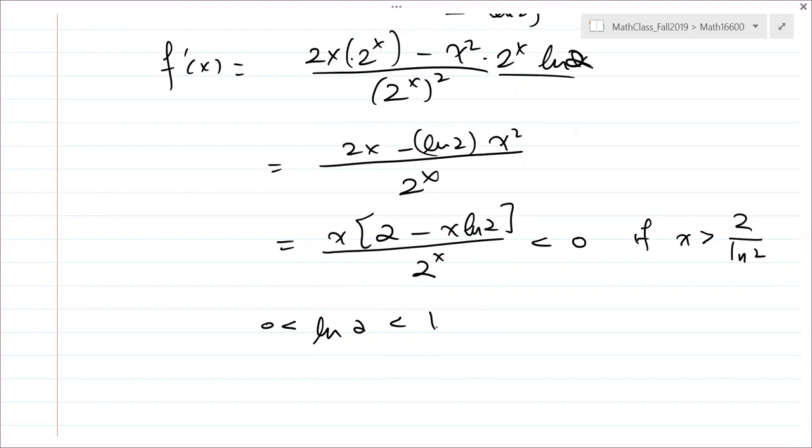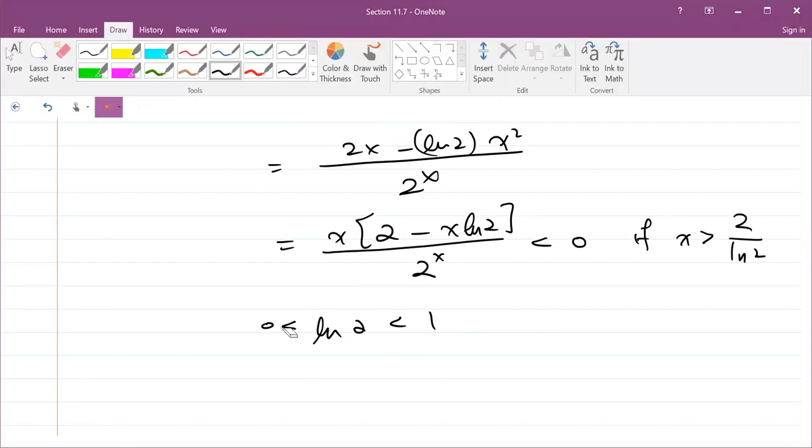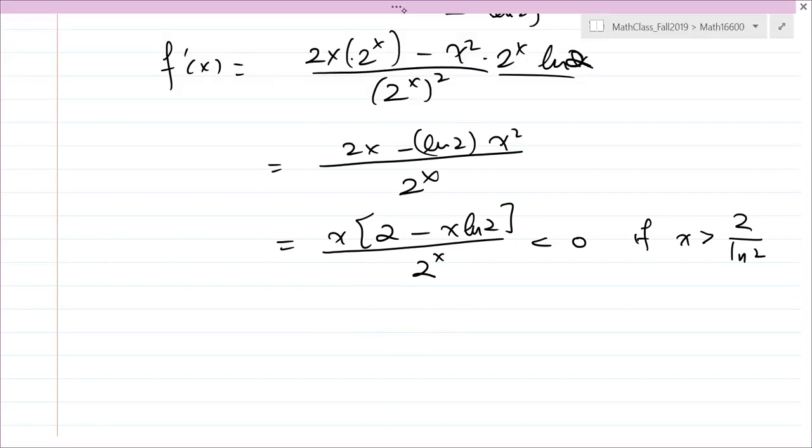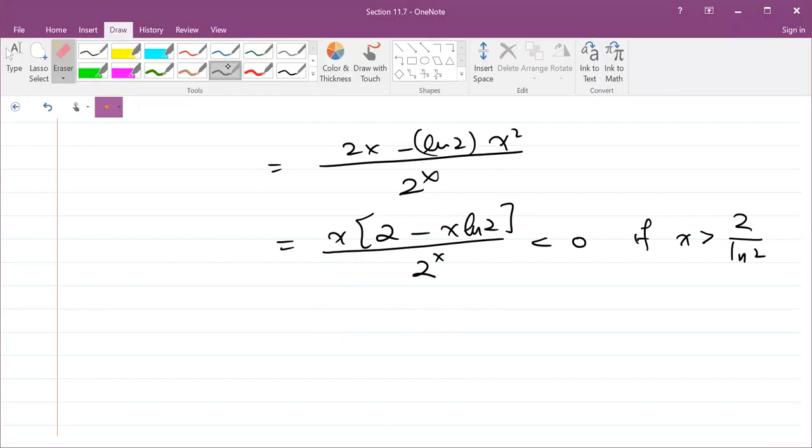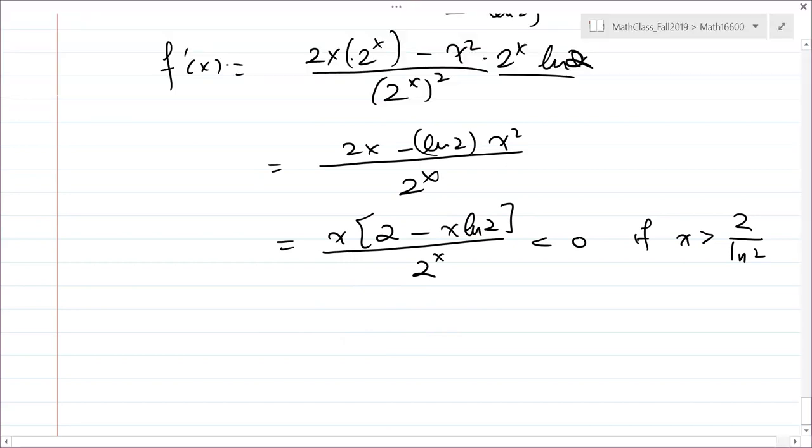But it's harder to estimate. Maybe greater than 1/2. That's not enough, yeah. Anyway, I cannot use a calculator, and we have to figure out a number which is greater than 2 over... if you don't want it, it's fine. Just keep it like that, okay?